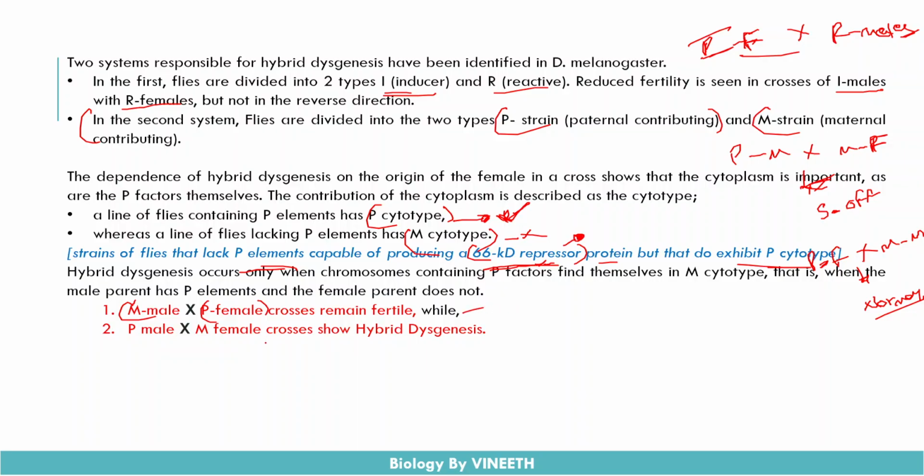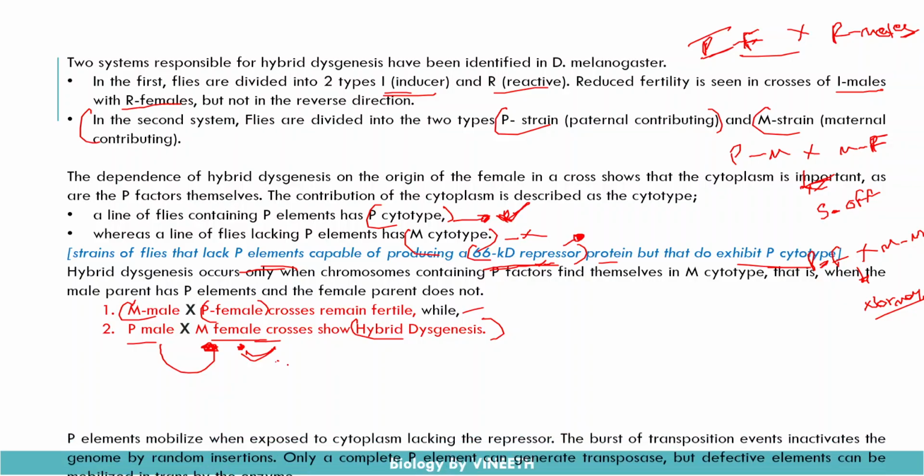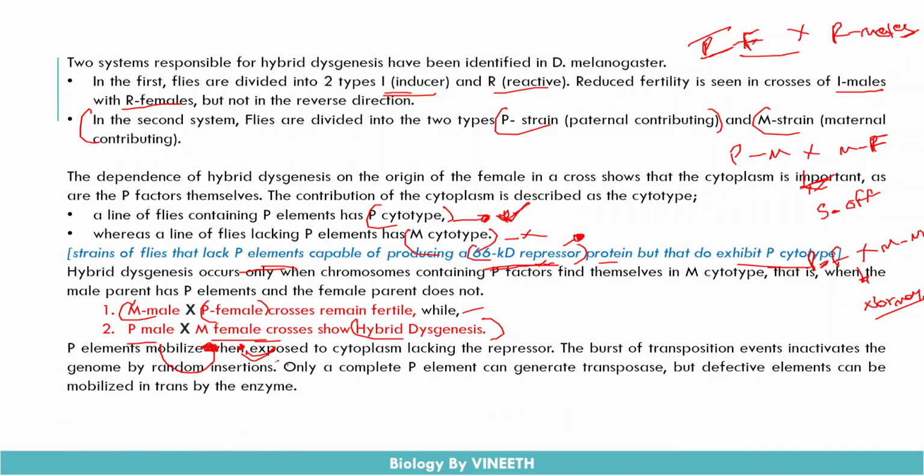And when you cross the paternal contributing male, the P cytotype male, with the maternal contributing female, the M cytotype female, this will result in hybrid dysgenesis. This is due to transfer of the P elements from the male to the female. In the female, the transposable elements or P elements will get activated, because they produce the transposase enzyme due to alternative splicing activities, and the P elements will now undergo rapid transposition, causing chromosomal abnormalities or genetic malfunctions in the offspring. So that is what happens.